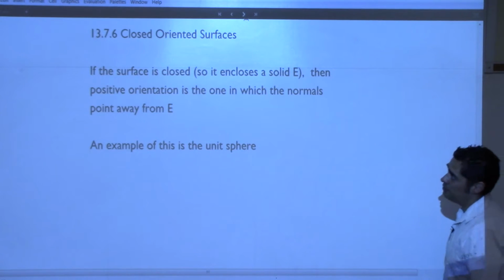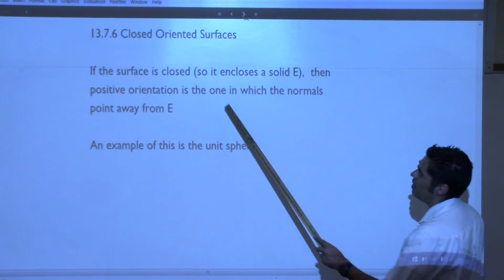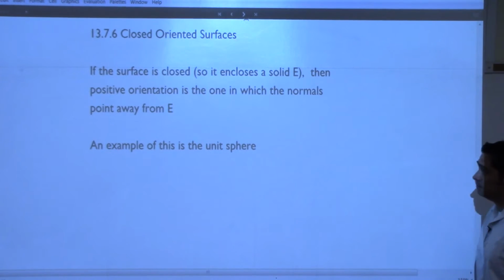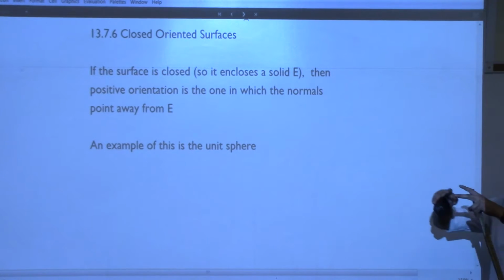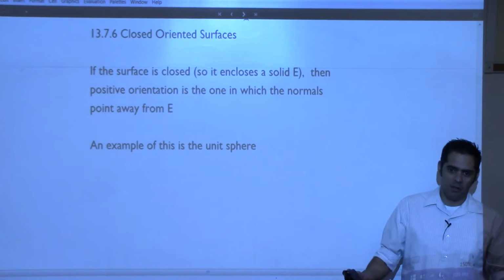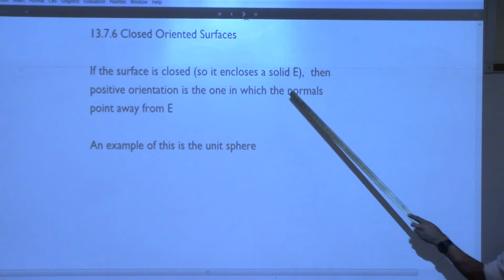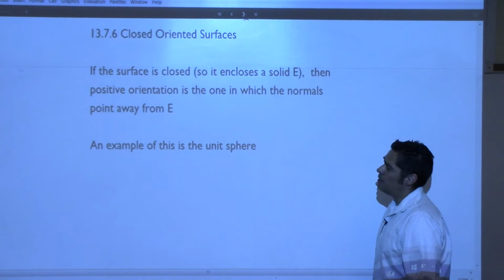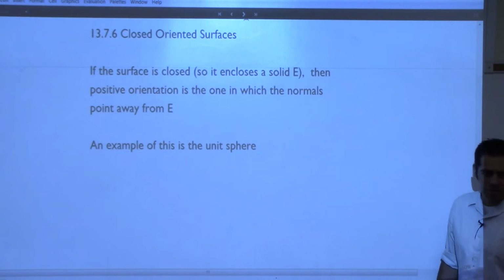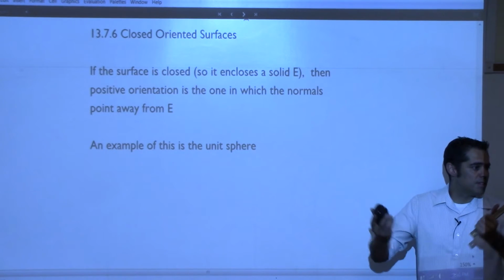With all that said, we now want to talk about a closed oriented surface. So if the surface is closed so that it encloses a solid E, imagine you have a surface that actually closes itself off. A sphere is a great example of a closed surface. The solid which it encloses we call E. Then positive orientation of the surface is the orientation where the normal vectors point away from the solid.